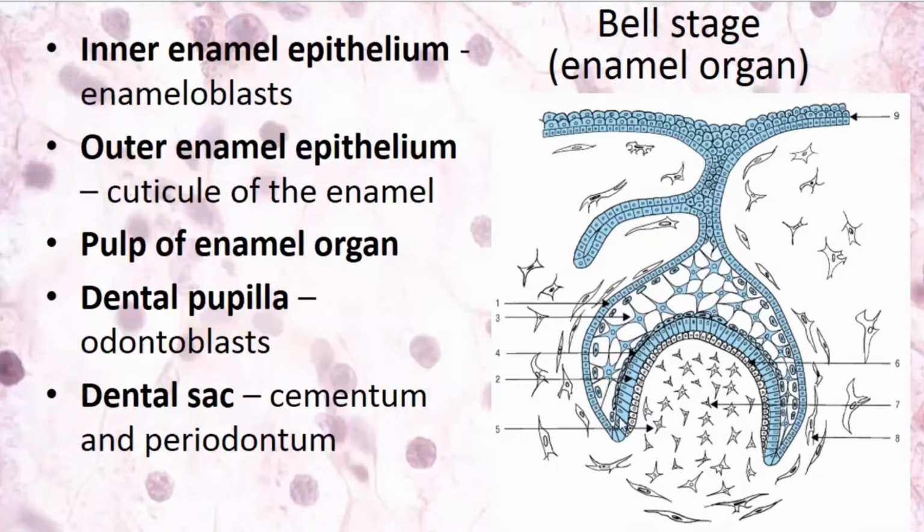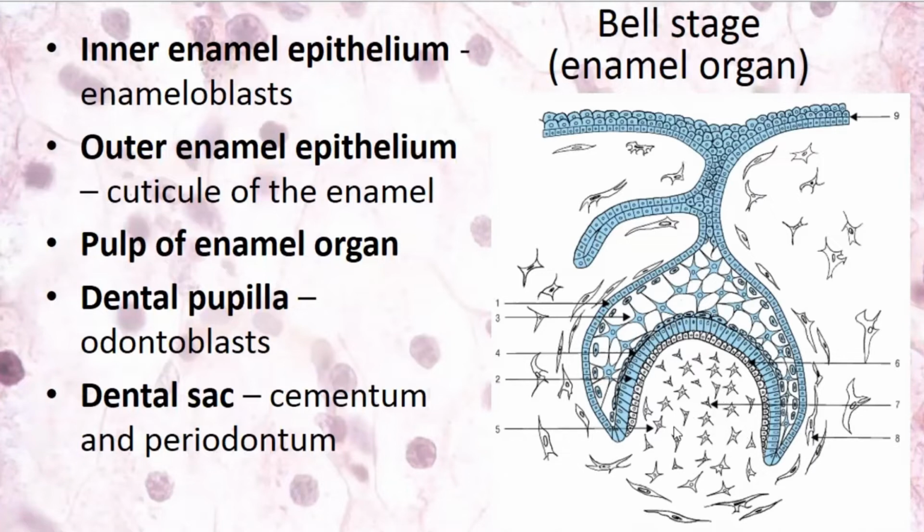So here we have inner enamel epithelium. It is composed of enameloblasts or ameloblasts. Outer enamel epithelium will form the cuticle of the enamel. Between them we have the pulp of the enamel organ.